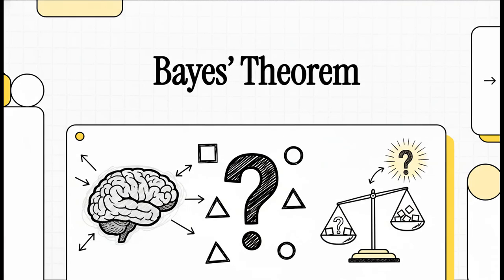Hello and welcome. Today we're going to dive into one of the most powerful ideas in all of data science, Bayes' theorem. It sounds complicated, but really it's just the math behind how we learn, how we change our minds and update our beliefs when we get new information.